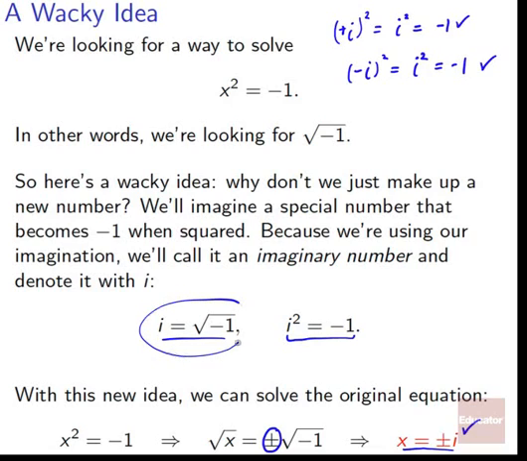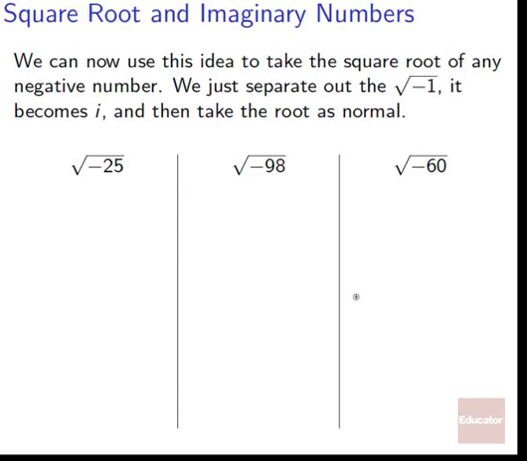We've got this new idea of taking a square root of negative 1, which means when we square this thing that we've just created, the imaginary number, we will have negative 1. We can now use this idea to take the square root of any negative number. So we're not just limited to taking the square root of negative 1, we can do it on anything. We just separate out that root negative 1, that will become an i, and then we take the root as normal.